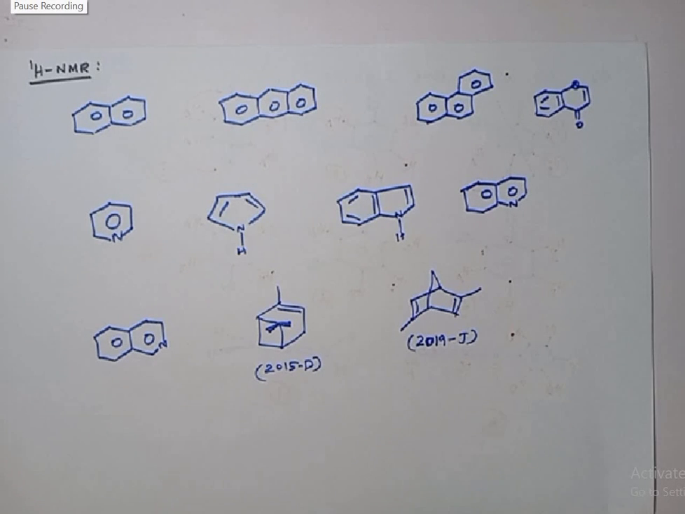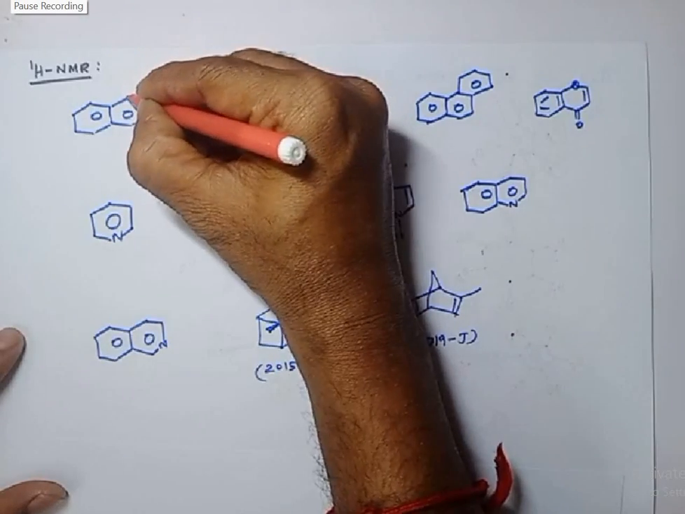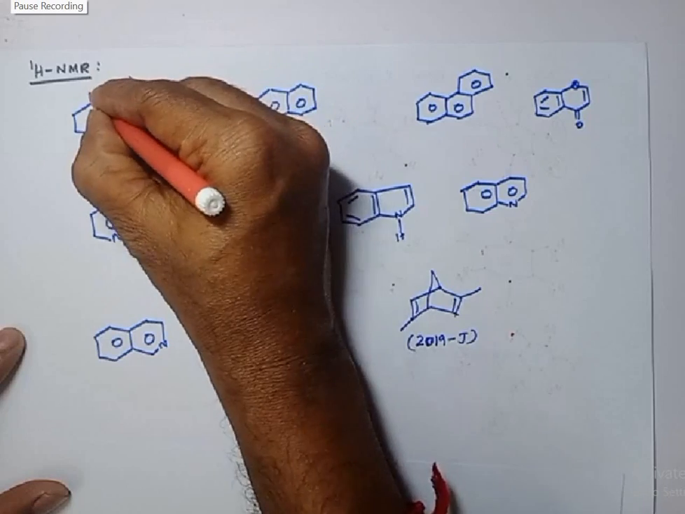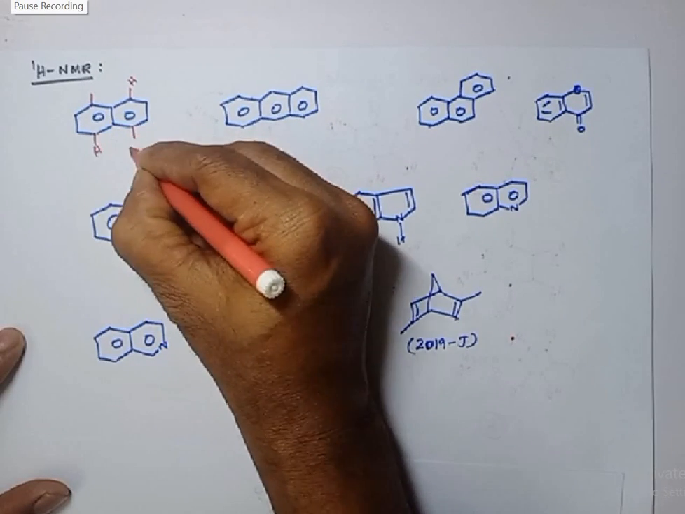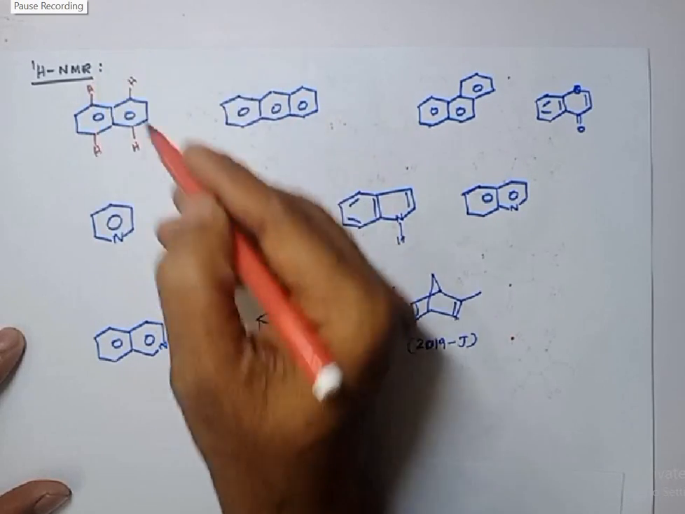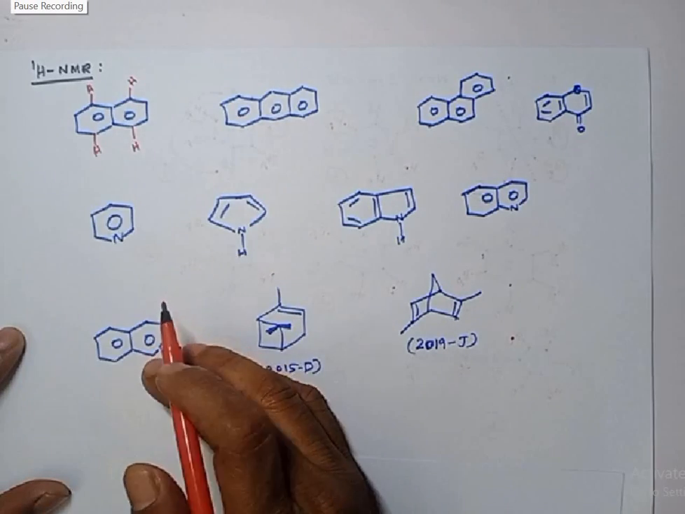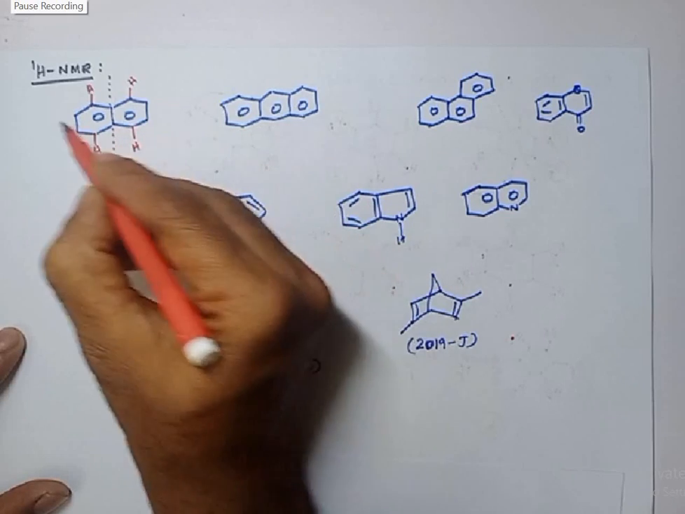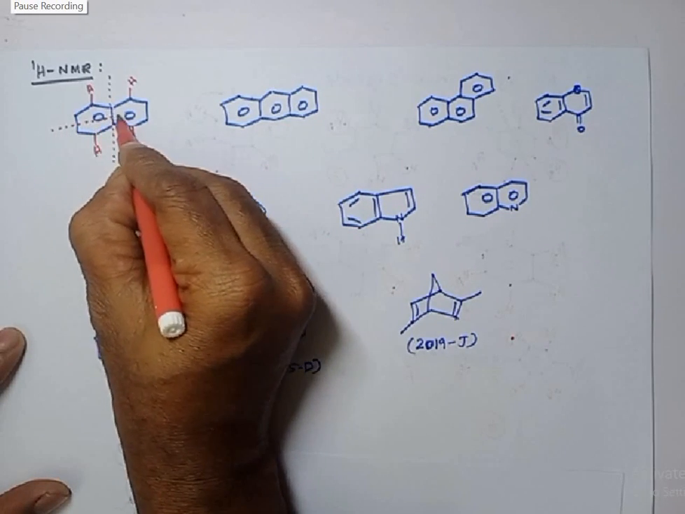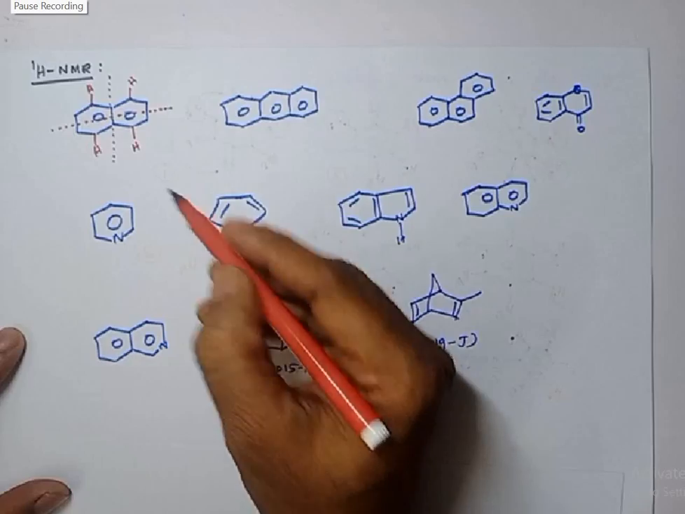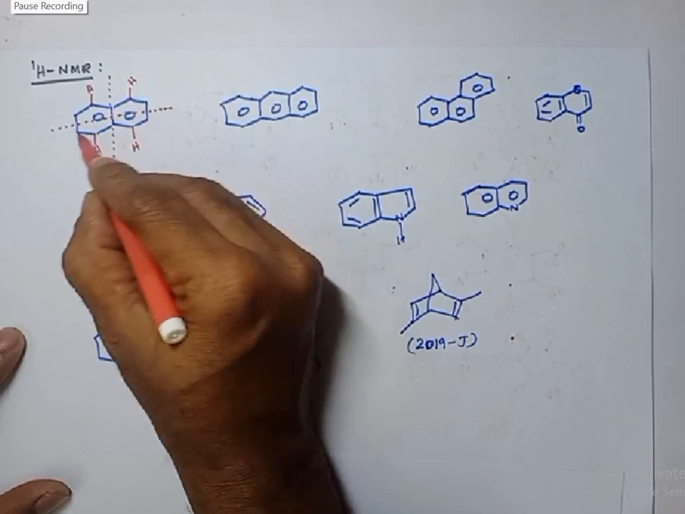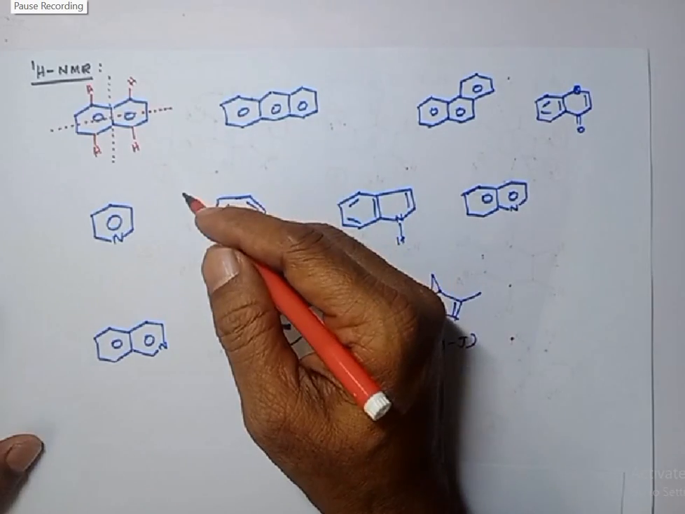In the case of naphthalene, how many different types of protons do we have? See here, we have a proton here, and a proton here. Let me take these 4 protons first. These 4 protons are equivalent. I can keep a plane here, and I can keep one more plane here. Observe carefully. This is a mirror plane, and this is another mirror plane. We have 2 mirror planes like this.